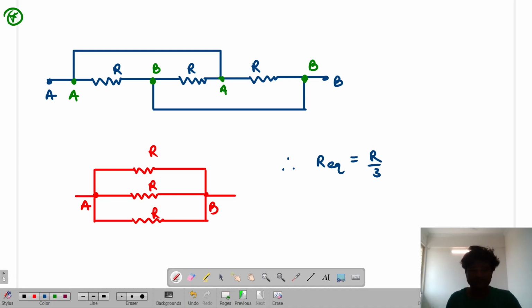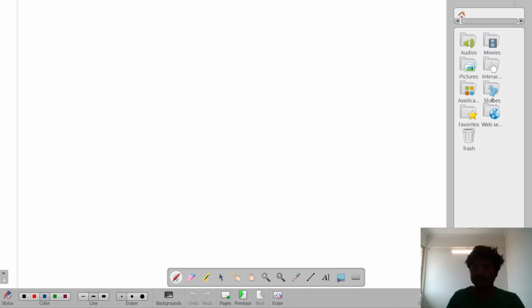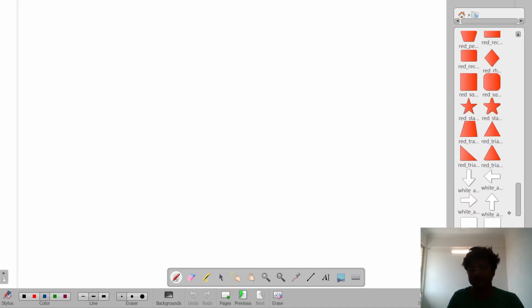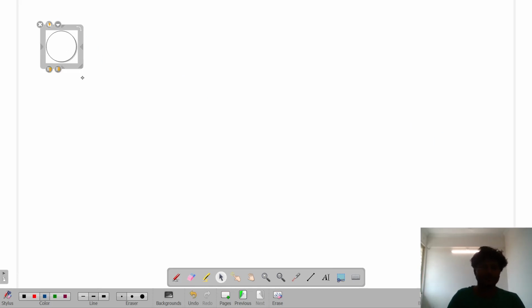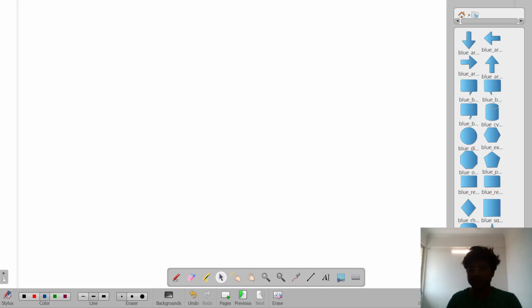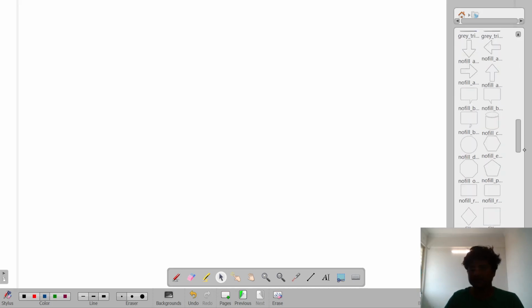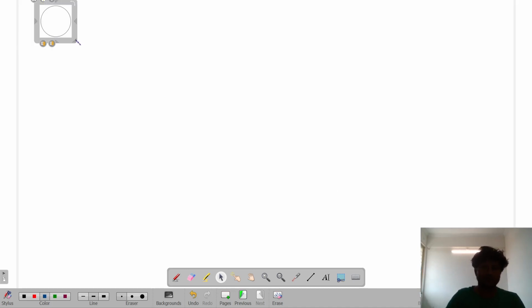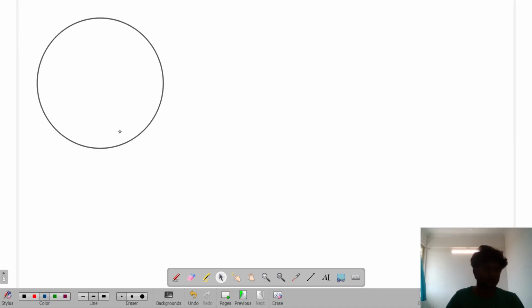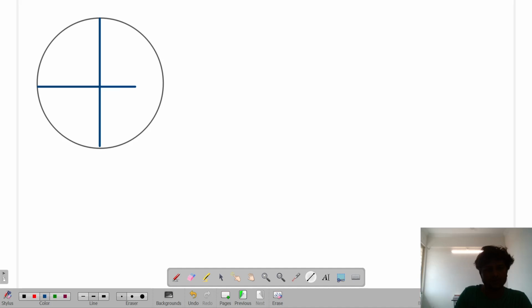Okay. One more kind of example you might get is this kind of circuits. One more figure I have to draw. What do they do? The first question is this.